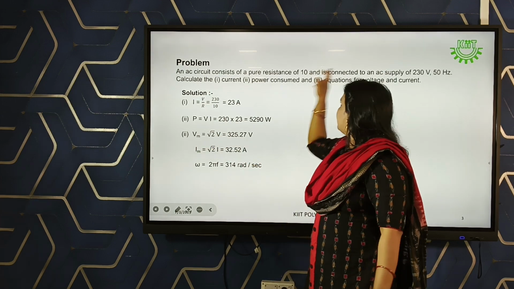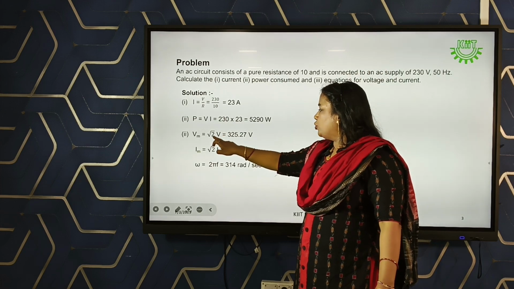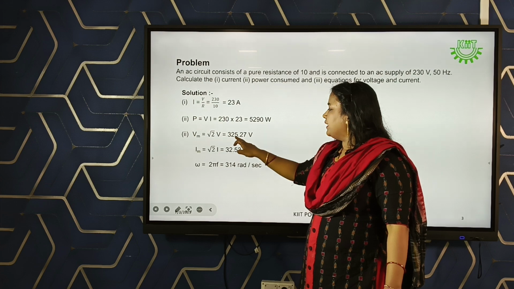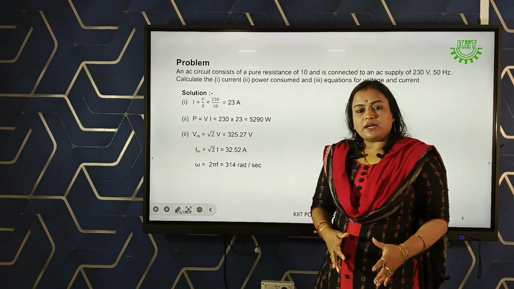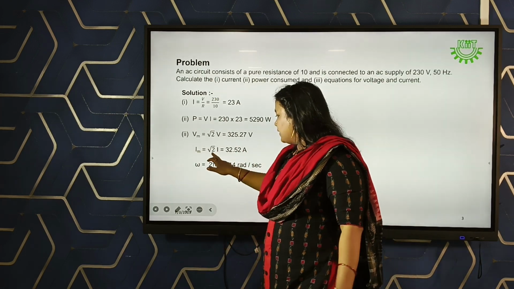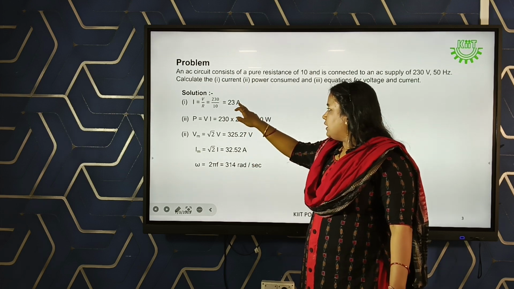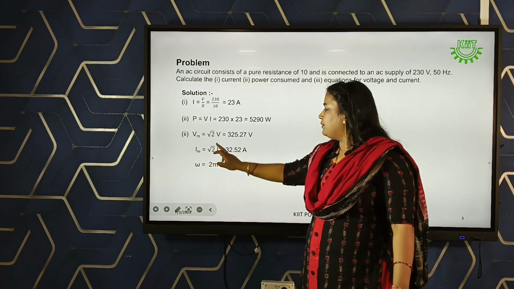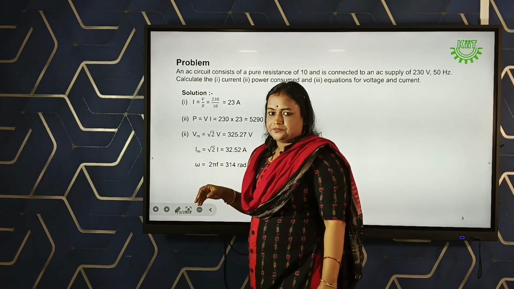So here the V value is 230 volt. As I said previously, root 2 will be multiplied, and then we get our value, 325.27 volt. Next, we follow the same procedure for the Im calculation, that is root 2 into I. I we have already calculated as 23, and it is multiplied with root 2, so we are getting 32.52.